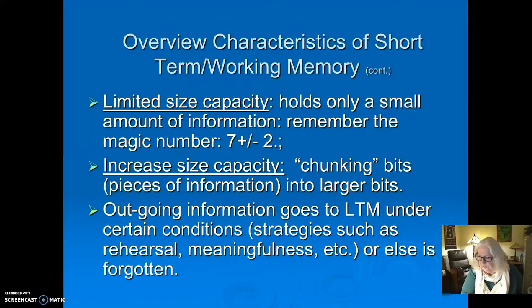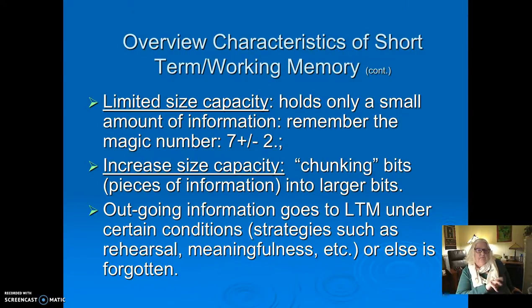I think in the 50s, George Miller, no relation, did a very nice study in which he tried to determine the average size of working memory or short-term memory. And he came up with 7 bits of information plus or minus 2.